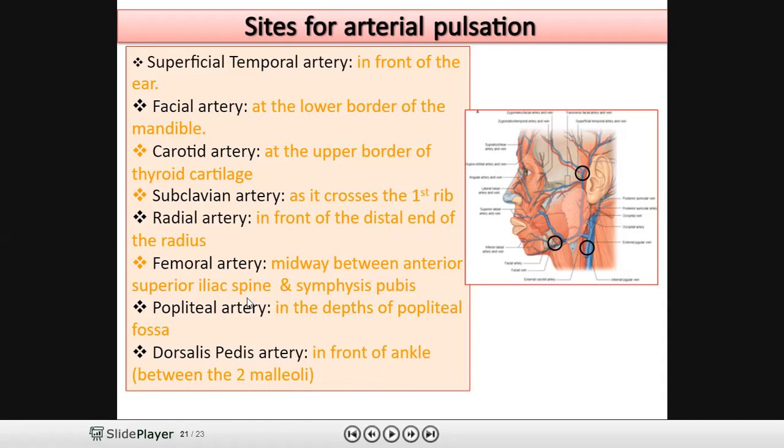There, you can take a pulse of your femoral artery. Then you can also take pulse from the popliteal artery in the depths of the popliteal fossa. So if you press the popliteal fossa below your knee, you'll be able to feel the pulse of the blood passing through the popliteal fossa and the popliteal artery. Then the dorsalis pedis in front of the ankle between the two malleoli. There also you can find blood pulse.